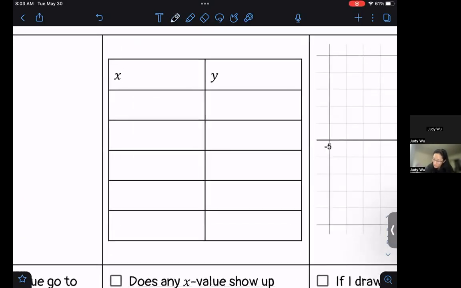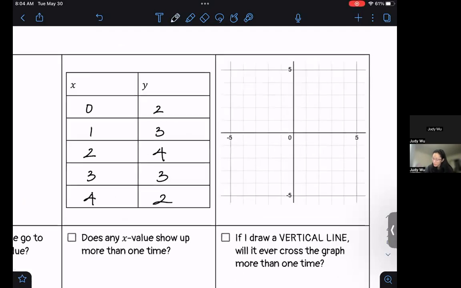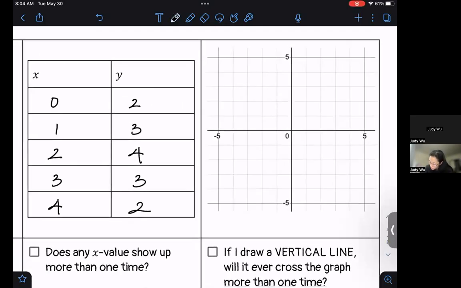Suppose we had x values 0, 1, 2, 3, and 4. And then the y values that went with those were 2, 3, 4, 3, 2. Okay. So let's take these and plot them on our graph first. All right. So I've got 0, 2, 1, 3, 2, 4, 3, 3, and 4, 2.